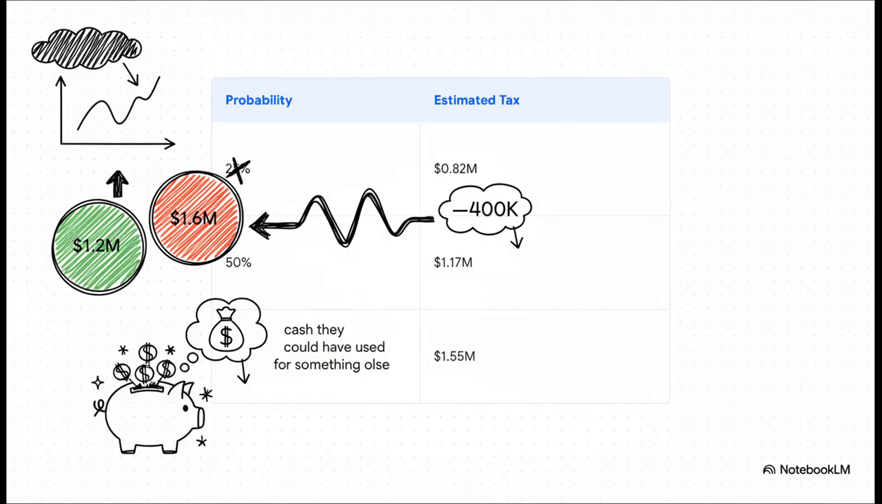So what happens when you ditch the simple average and use a better model, one that actually simulates the full range of possibilities? The result is pretty startling. The true expected tax payment is actually closer to 1.2 million, not 1.6 million. That means that one single lazy average caused the studio to overestimate their taxes by $400,000. That's a lot of cash they just tied up for no reason.